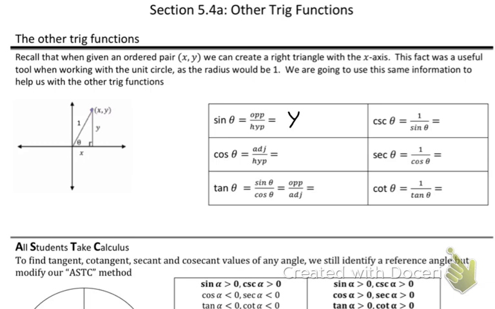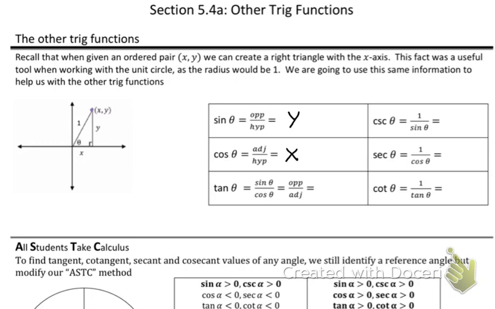Which is really helpful because once we have the unit circle, we can get those values of those given angles. We did the same thing with cosine, except cosine is adjacent over hypotenuse, which gave us x. All right, let's talk about cosecant and secant first. Those are the ones on the right.